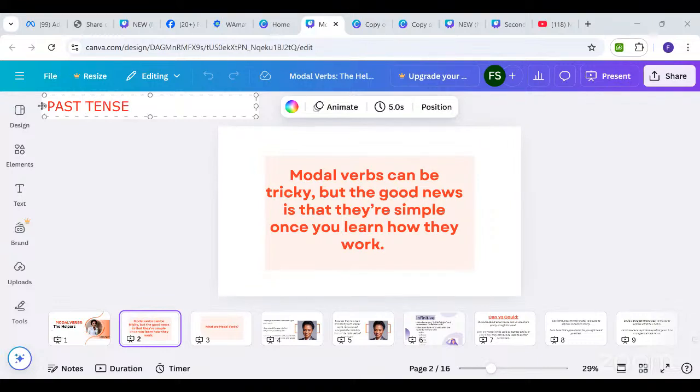So for past tense, we can use was. So I can say, I was sleeping. First person singular, I was sleeping. I can also use the second person, you. Now let's go to were.